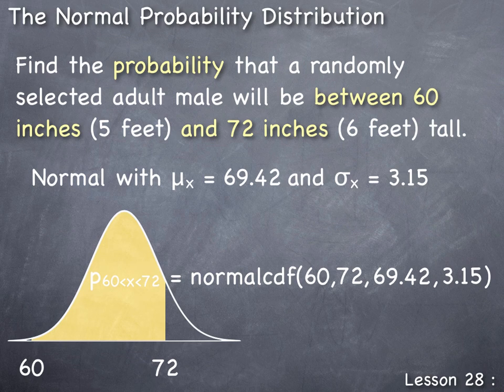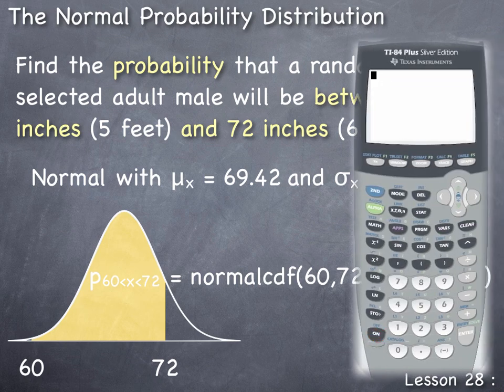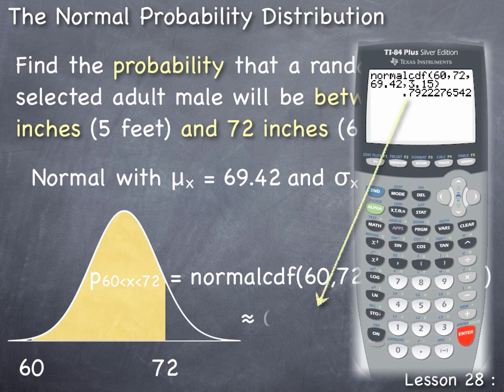The normal CDF command on the TI-84 calculator is found in the distribution menu. To get there, we press second, distr, arrow down to the normal CDF command, press enter to select, and then we enter in the values. L was 60, comma, U was 72, comma, mu was 69.42, comma, and sigma sub x was 3.15. Close parenthesis, enter. We see that this result rounds off to about 0.792.